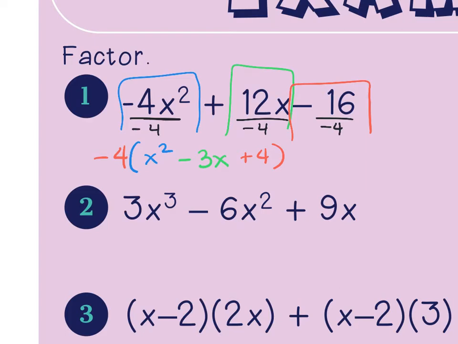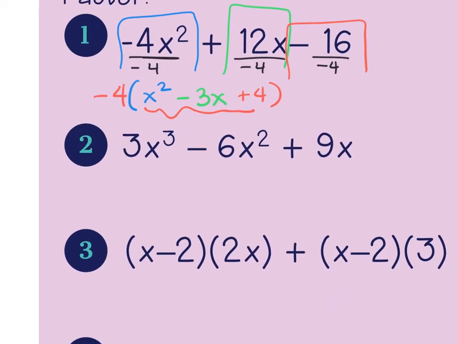Now, for this one, we can't factor this one any further, but once we learn how to factor trinomials, this potentially could be continued to be factored, but I can't do this anymore. So right now, we're just doing a GCF.